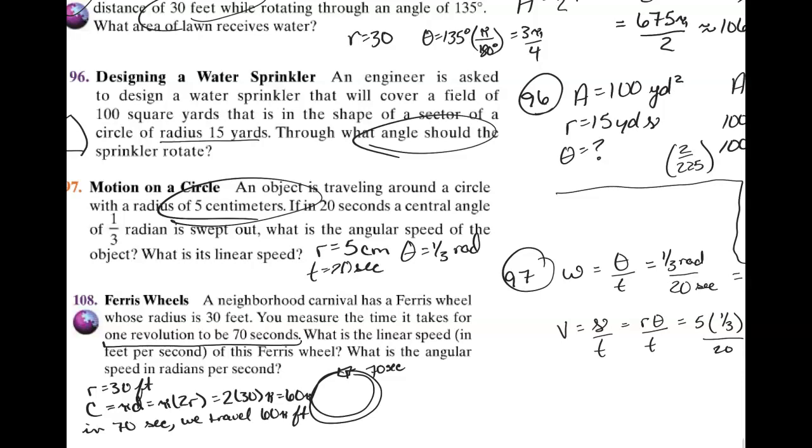So let's figure out how fast that central angle is changing here. That central angle would be this guy, right? How fast is this changing as this Ferris wheel goes around and around? So omega is equal to theta over t. Our theta is going all the way around the circle, okay? So we're going one complete revolution, which is going to be 2 pi. And that's every 70 seconds. So we're talking about pi over 35, and that's in radians per second.